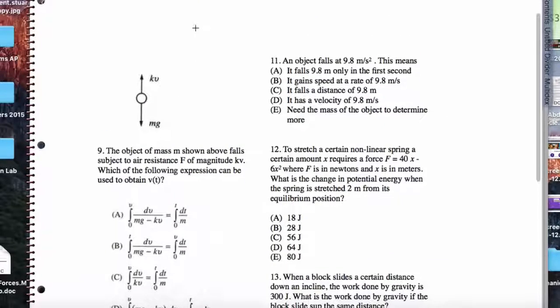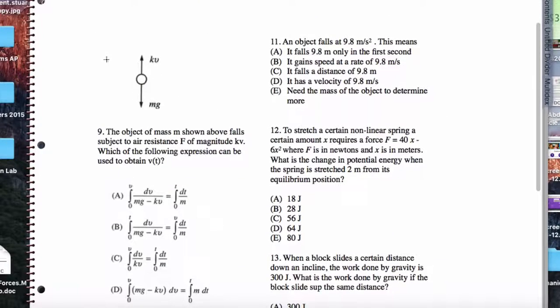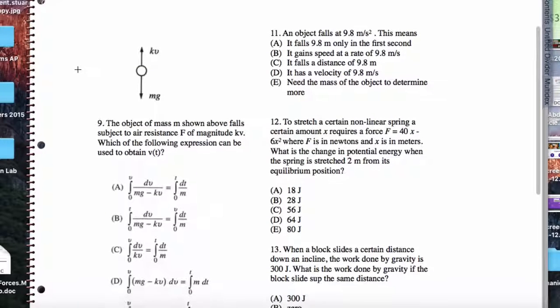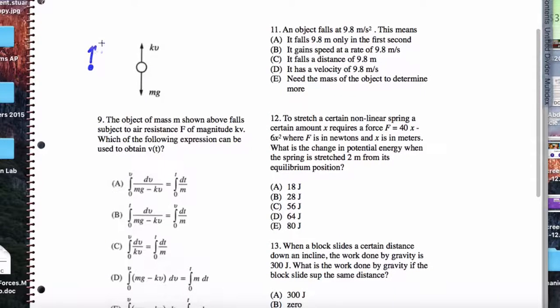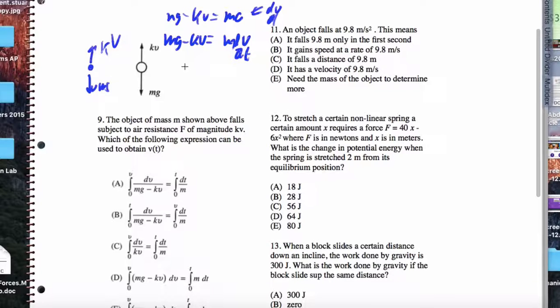And then number 9, this is an interesting one because we've actually set this up, but we haven't solved it. I wouldn't put this in your exam, but I just wanted to review it real quick. So we've got mg minus kv equals ma, but a here is dv dt. So we've got mg minus kv equals m dv dt. We can actually simplify here, so we're going to have dt over m equals dv over mg minus kv.